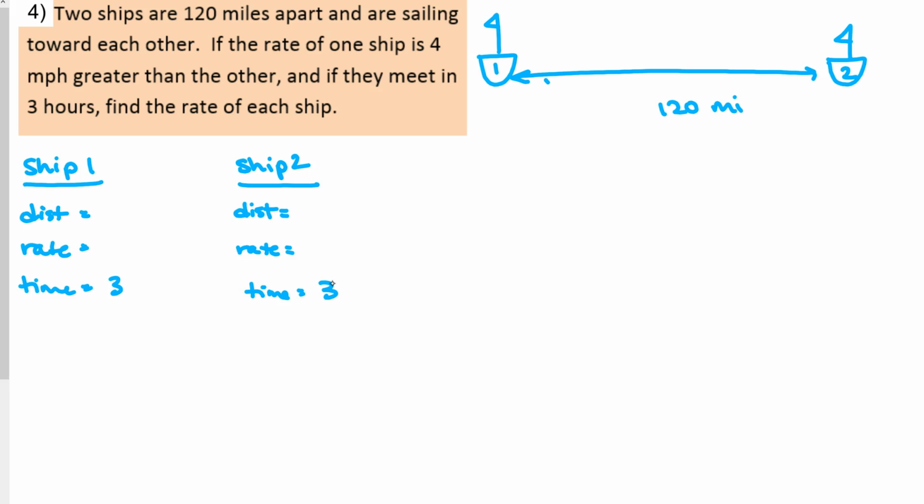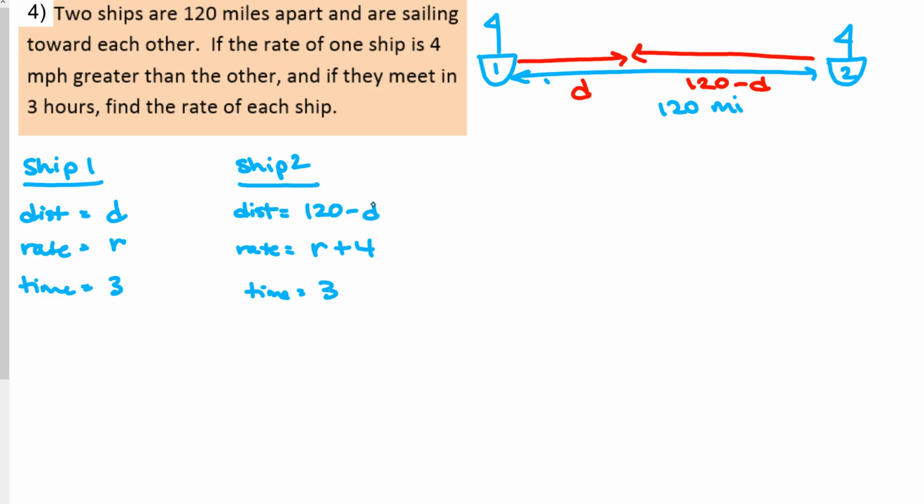So let's say that ship 1 is going at a rate of r miles per hour, and ship 2 is going at a rate of r plus 4 miles per hour. So I just made the decision that ship 2 would have the faster rate, but it doesn't tell us which one is faster, so you just have to decide. Now we don't know how far ship 1 is going, so let's say it goes a distance of d. So then how far does ship 2 go? Well, remember the total has to be 120, so if ship 1 goes d miles, then ship 2 goes 120 minus d miles. So we can fill those in, and then we can make our equation.